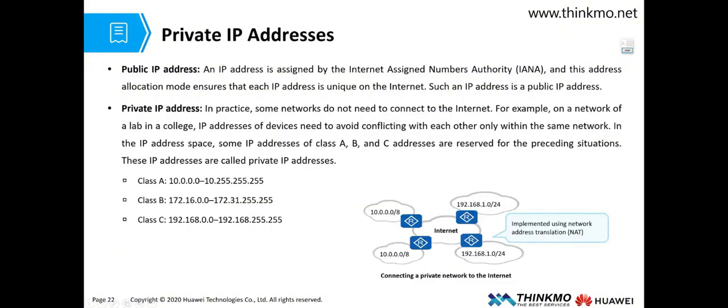Besides these, we also need to know that our IP addresses are divided into public addresses and private addresses. What is a public address? A public address is allocated by IANA, and the allocation method ensures that our IP address is unique within our network. However, you have to spend money to obtain one.